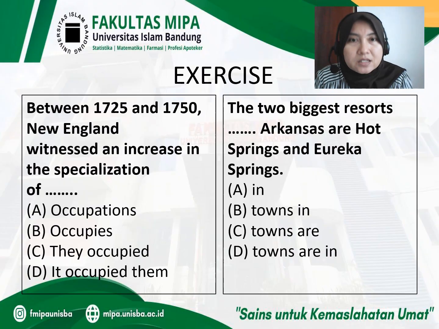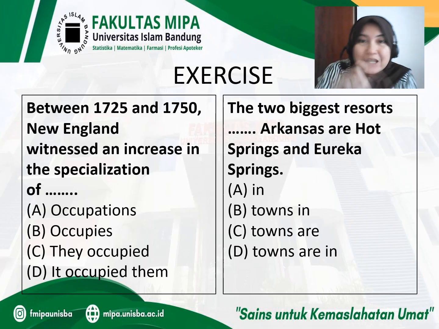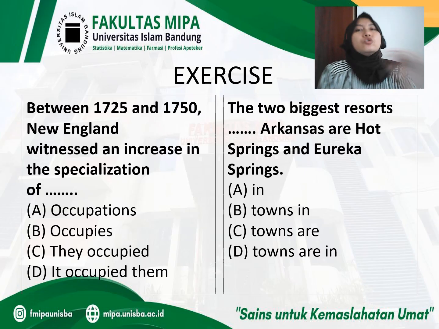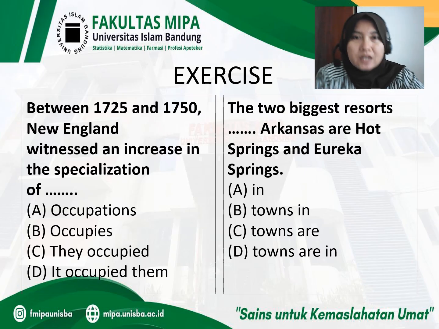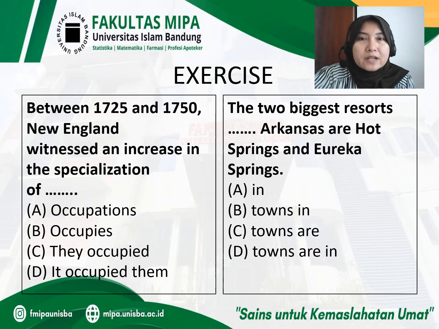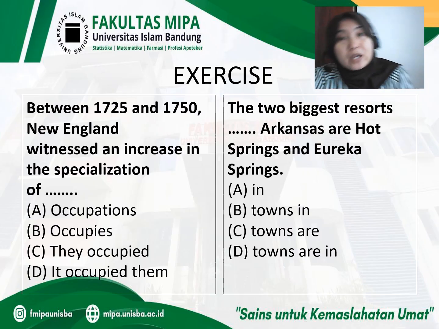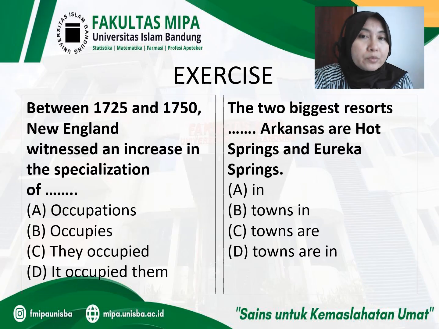We only need an object of preposition. So in option D, "it occupied them" is a full clause. There is a subject, there is a verb, and there is an object. So this is not the correct option. The correct answer is A, occupation, because we need only an object of preposition, which is a noun, because a noun can follow the preposition "of."